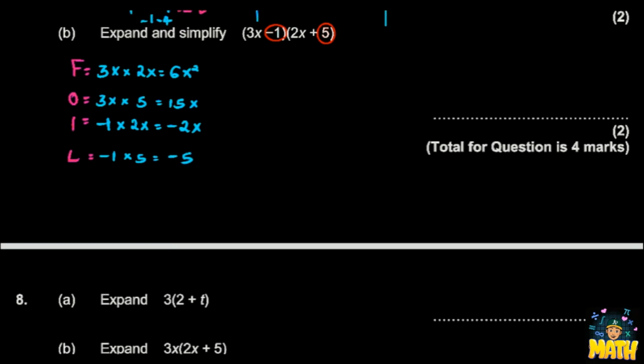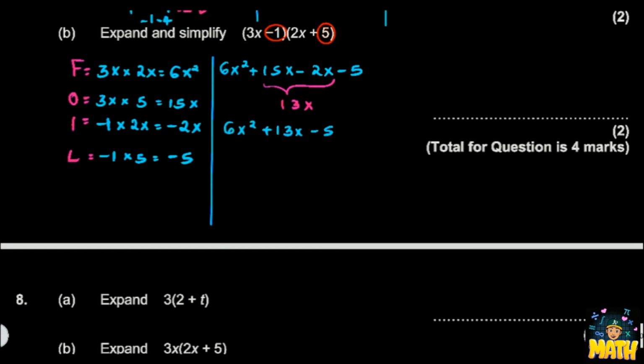The next step is to put all these terms together. So when I put them together, I have 6x squared plus 15x plus minus 2x minus 5. So the two are like terms. I simplify that by taking the 15x minus 2x to get 13x. Then I rewrite that as the last expression right there.